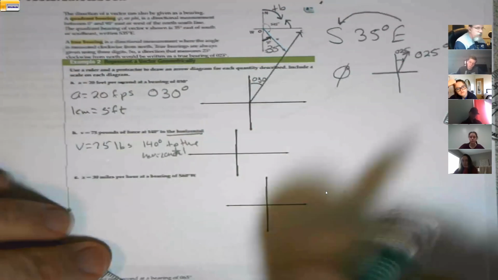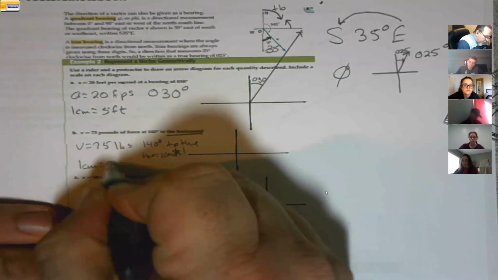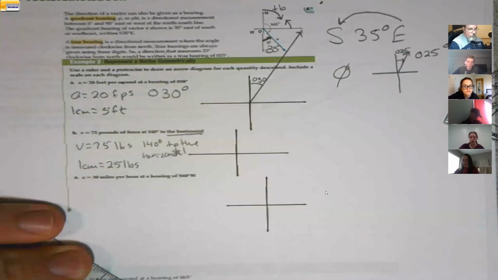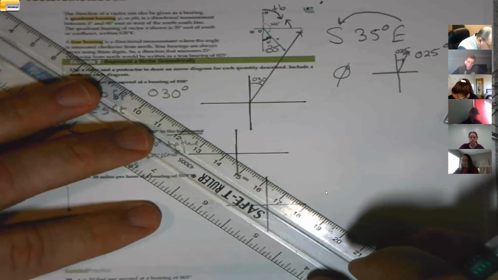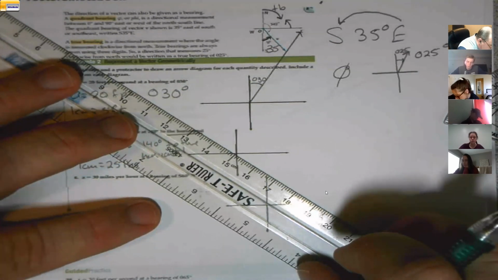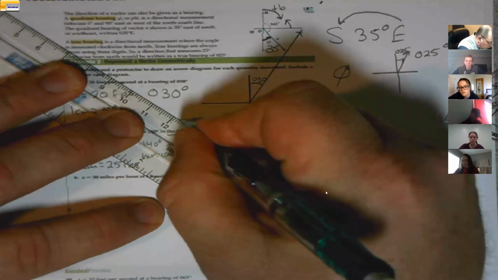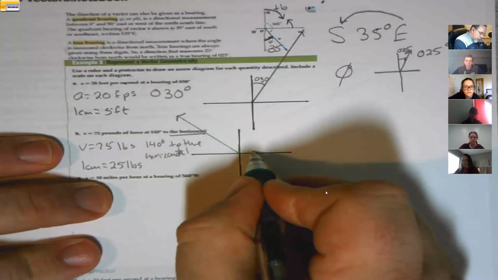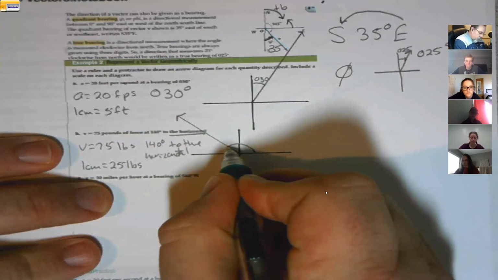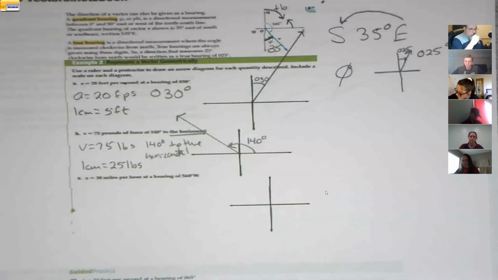And let's see, 75 pounds. So 1 centimeter is equal to 25 pounds seems reasonable. So 3 centimeters. So line this up. 1, 2, 3 centimeters. So now this to the horizontal, there's the 140 degrees. That's, like I said, unit circle measurements.